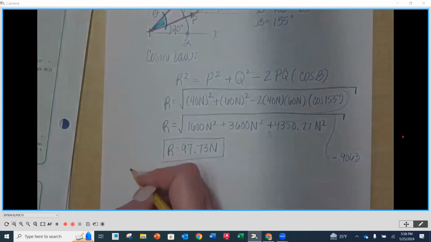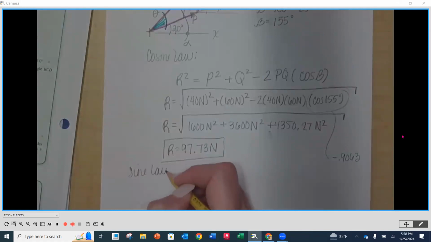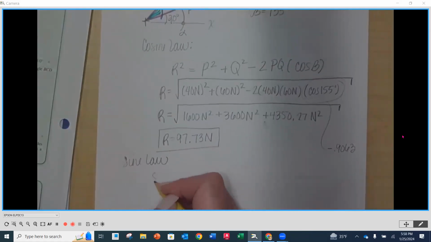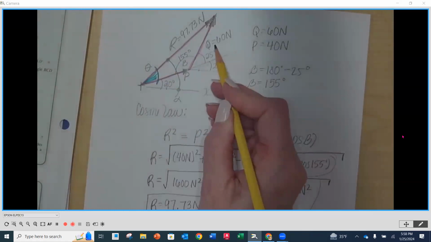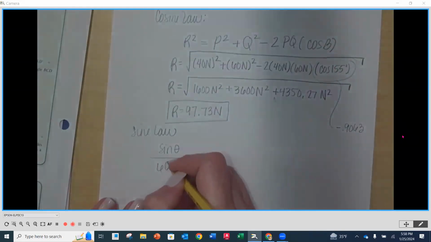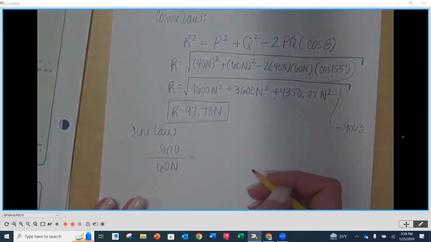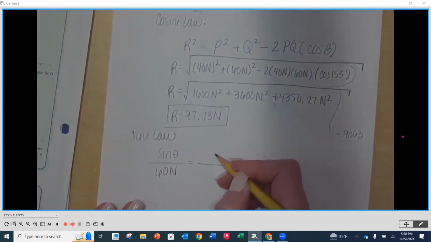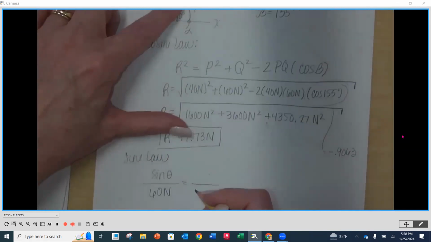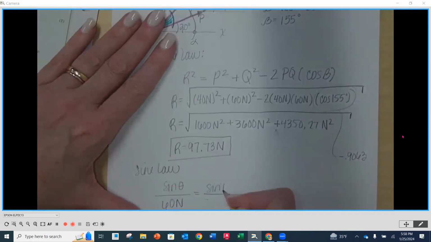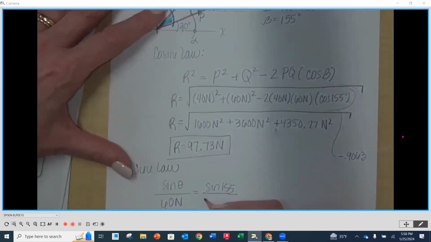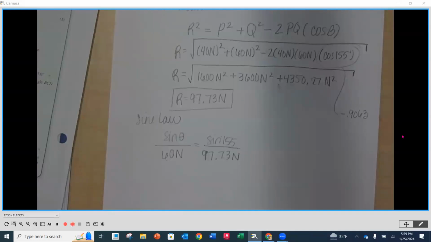So we're going to use the sine law. The sine of theta goes on top, over what it's opposite to, which is Q, 60 newtons. It's going to be equal to the sine of 155 on top, over the side that it's opposite, 97.73 newtons. That's our setup.